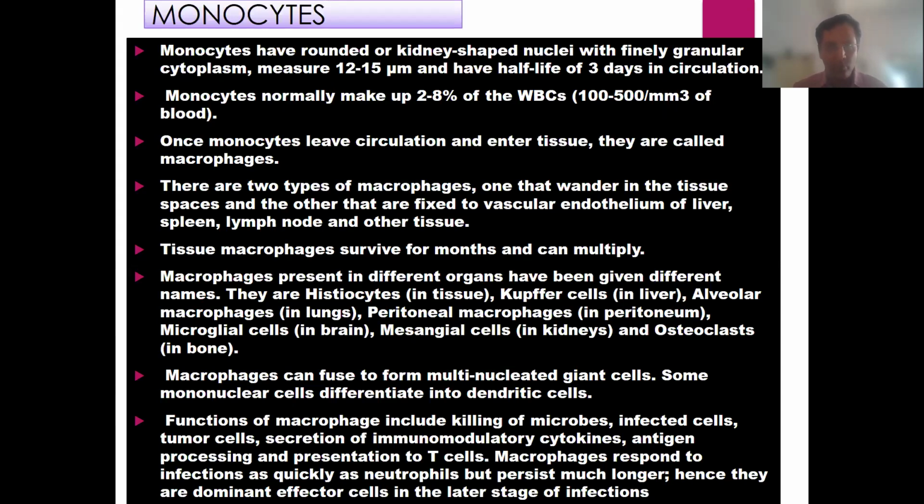Monocytes have a round or kidney-shaped nucleus with fine granular cytoplasm, measuring 12 to 15 micrometers, with a circulation of about 3 days. Monocytes normally make up 2 to 5% of WBCs. Monocytes leave the circulation and enter tissues, where they become macrophages. There are two types of macrophages: one that wanders in the tissues, and another that is fixed with the vascular endothelium in the liver, spleen, lymph nodes, and other tissues. Macrophages in different organs include histiocytes, Kupffer cells, alveolar and peritoneal macrophages, microglial cells, mesangial cells, and osteoclasts.